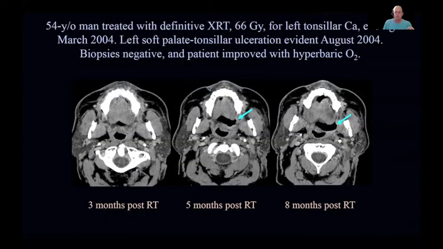So this person was given 66 gray for a left tonsillar cancer, and over a period of months, initially the lingual surface of the soft palate looked pretty good, but now there's just this small ulceration. It doesn't really hit you over the head. There's no debris in it. It doesn't look like a classic ulcer. But clinically, this was an ulcer on the lingual surface of the epiglottis.